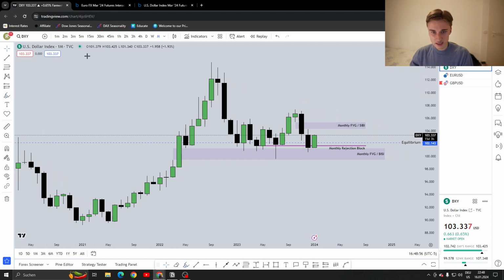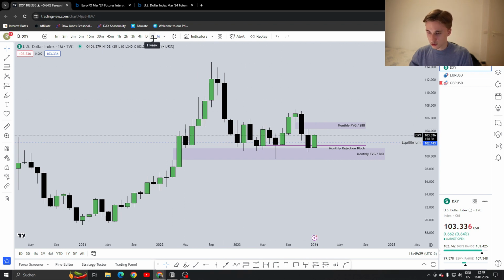But as you can see, we still have an open monthly fair value gap right here, a SIBI, and also coupled with a monthly inversion fair value gap right here. You can extend this through and you will get the inversion fair value gap. So what we can anticipate is a reaction away from the equilibrium price point after we traded into the monthly rejection block and into the monthly fair value gap. We could see and revisit the monthly fair value gap again.